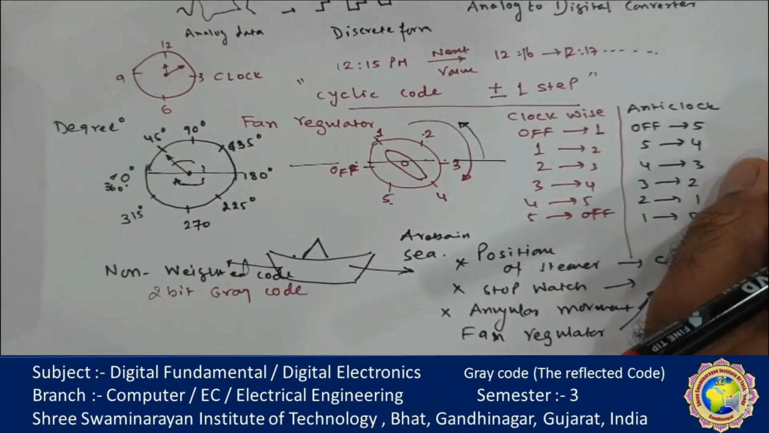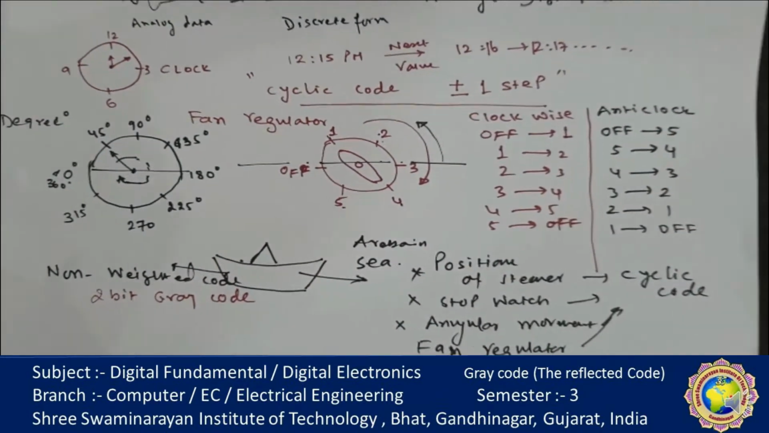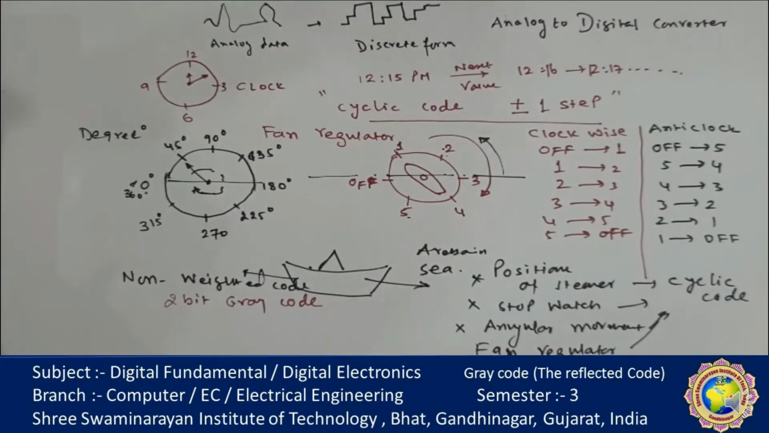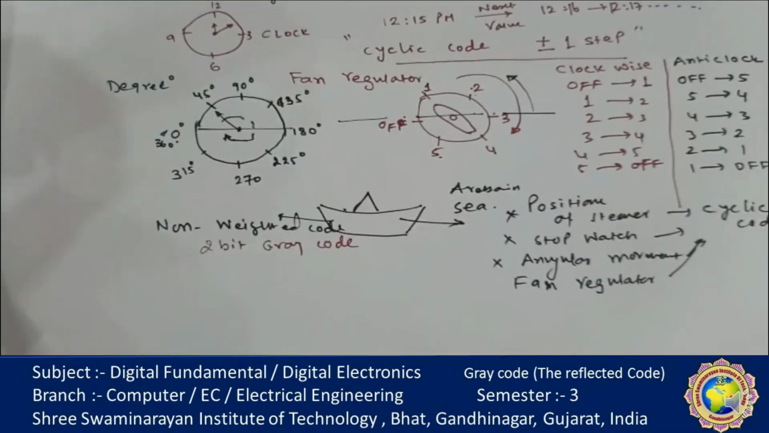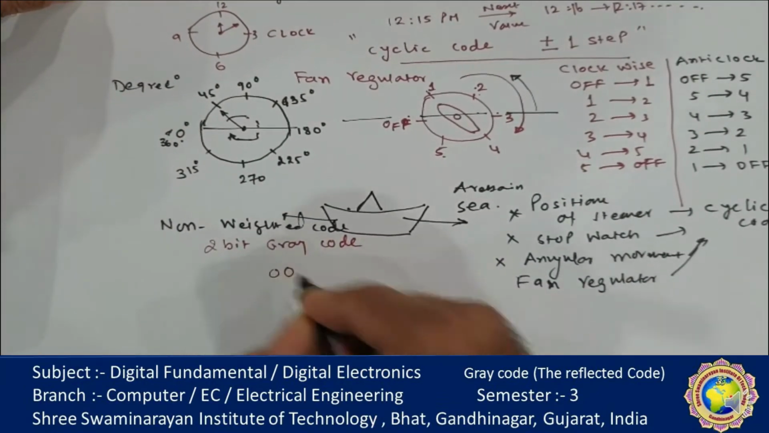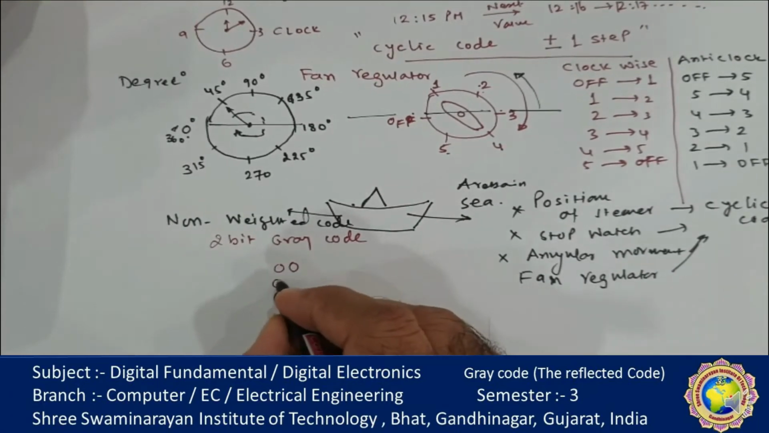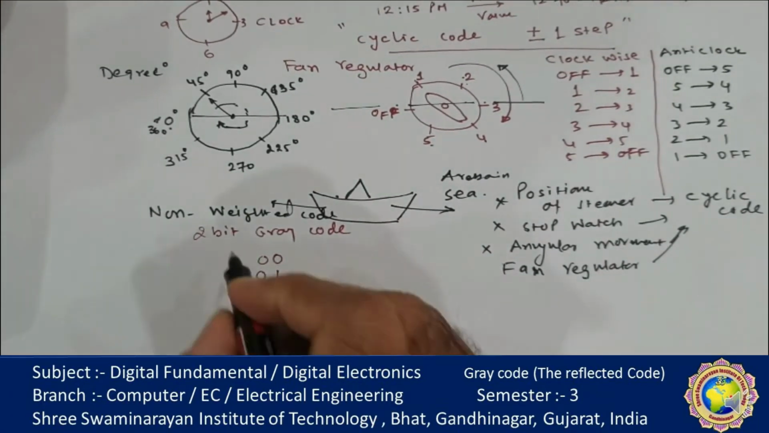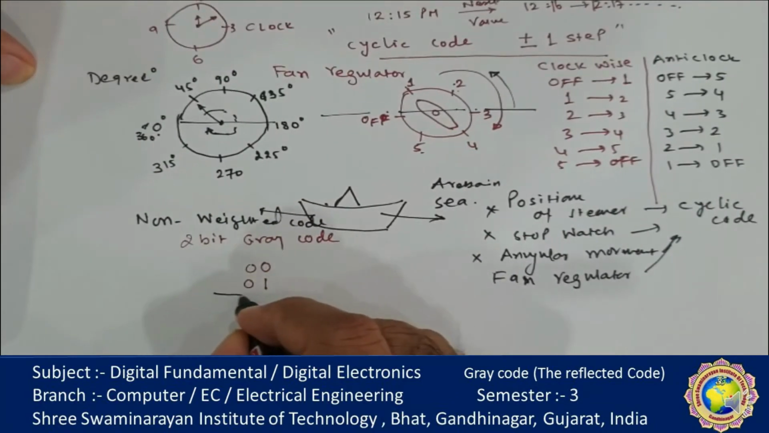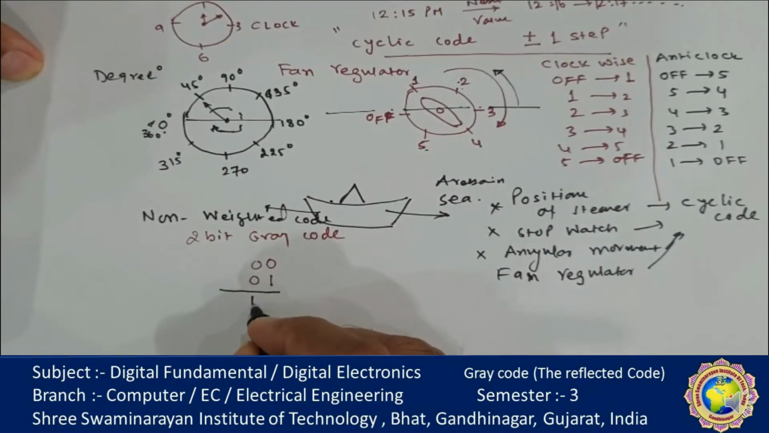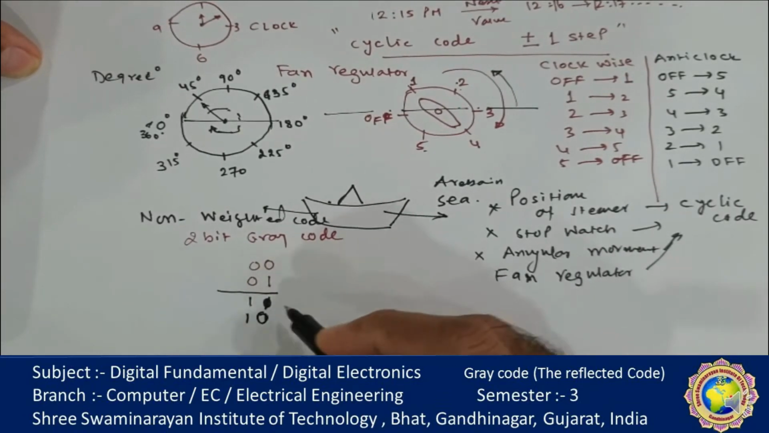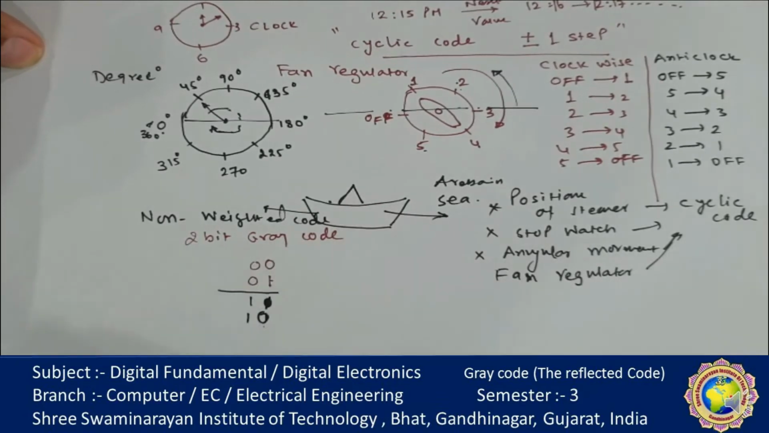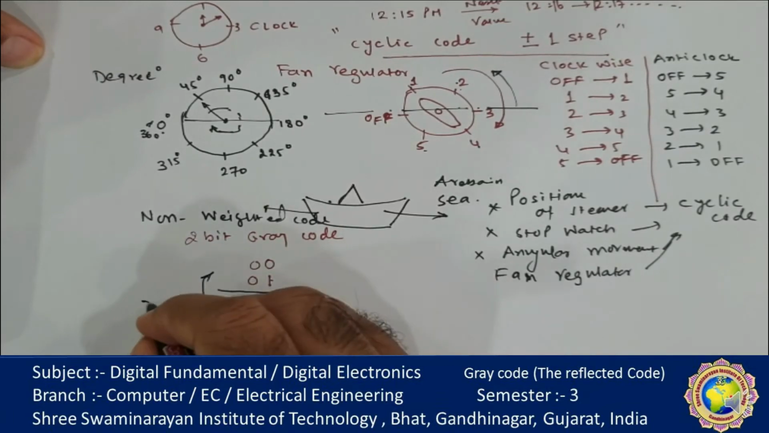So the 2-bit gray code looks like this. I need 2 bits, so obviously start with 0, 0. The next will become 0, 1. 4 values are possible, so that means after 2 there is a reflection. 1, 1 and 1, 0. See, the 1 is here, 0 is here. So it is the reflection.